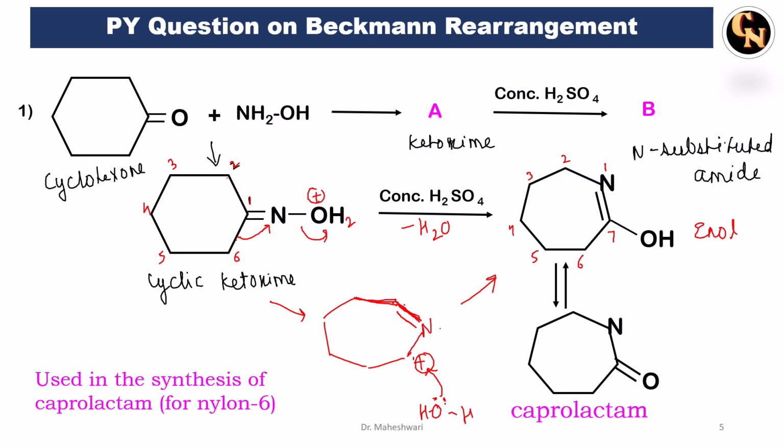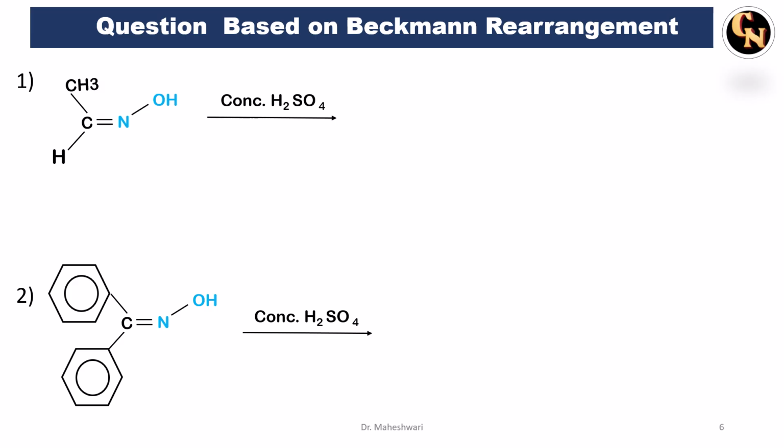So one of the applications of Beckmann rearrangement is the preparation of caprolactam, which is used for the synthesis of nylon 6. Okay, so this is one of the important reactions of Beckmann rearrangement. Now next question you can see here, there are a few questions I have shown for practice also. We can directly write the products now. You know how to do it. We will not see the mechanism. We'll directly try to write the products.